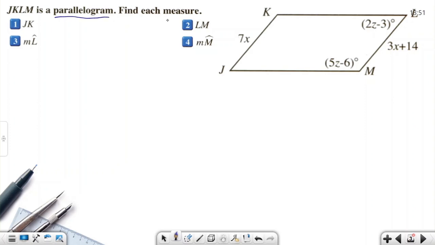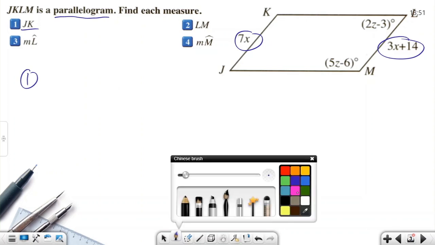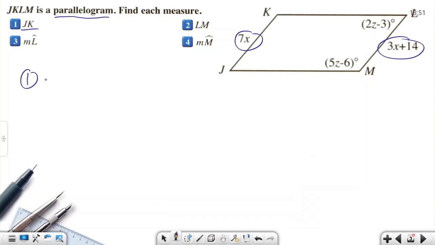We can use it. A shape is given and it says it's a parallelogram. Find each measure. First one is JK. How can I find JK? JK is 7x, and the opposite of it here, 3x minus 14, is given. So what I know is that 7x and 3x minus 14 are opposite sides, so they are congruent. If they are congruent, as a measure they are equal.